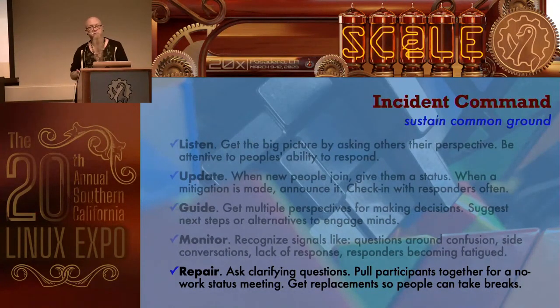Get people breaks. When you've seen people who have been working on incidents for 8 and 9 hours, that's too long. Ask them how they're doing. Have they eaten? When's the last time they slept? Is there someone that can replace them?